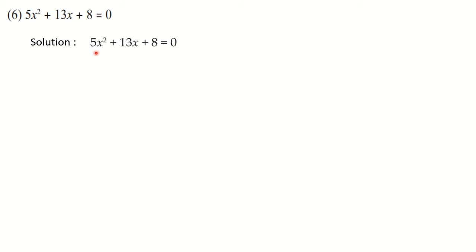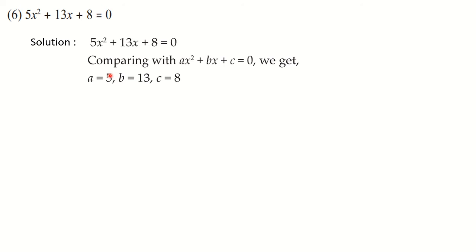Then as I have said, observe the equation. Is it in standard form? Yes, it is in standard form. So directly we can compare this equation with the standard form, that is ax square plus bx plus c is equal to 0, and from that we get values of a, b and c. Here a is 5, b is 13 and c is 8.